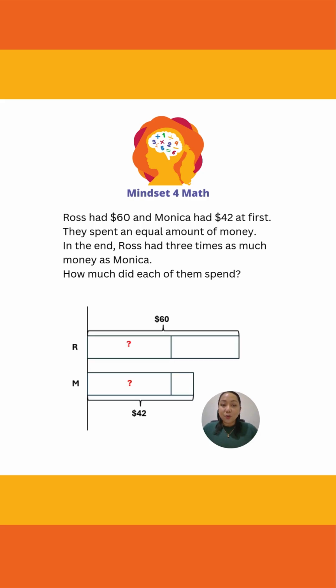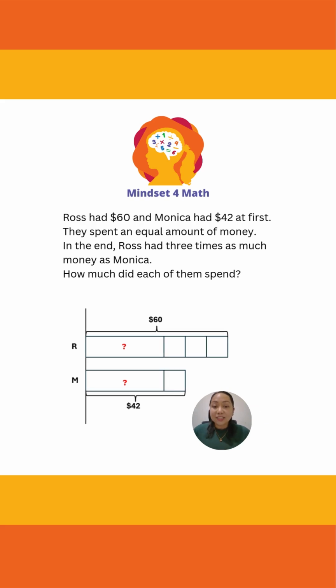They spent an equal amount of money. So what I will do is to cut a portion on each of their bars and mark them with question marks. This will represent the amount of money that they spent. Notice that I made it a point to make them equal in size. This is because it says in the problem that they spent an equal amount of money.